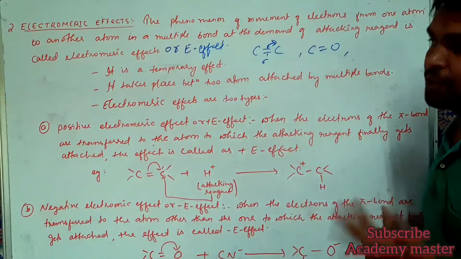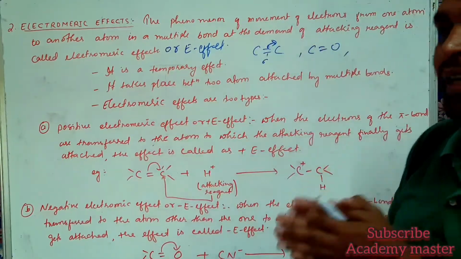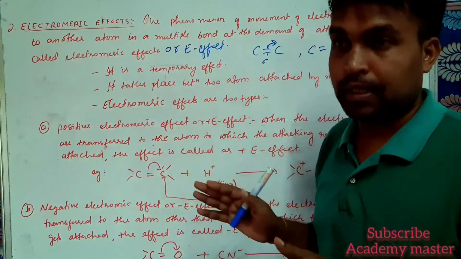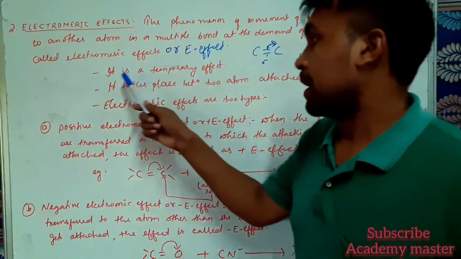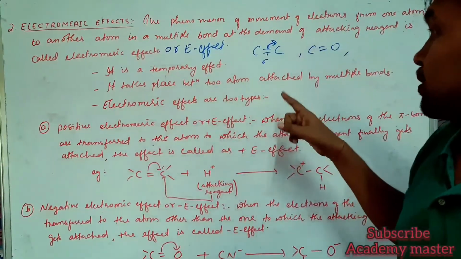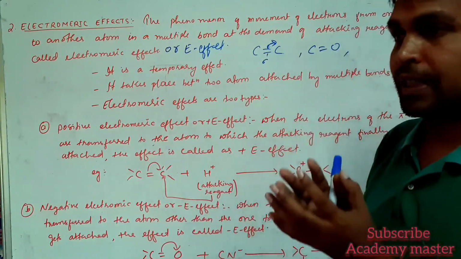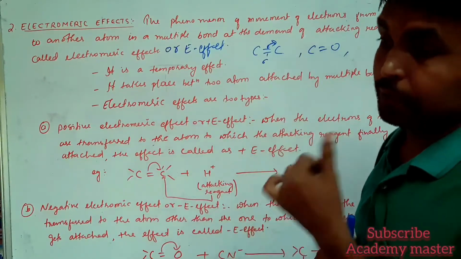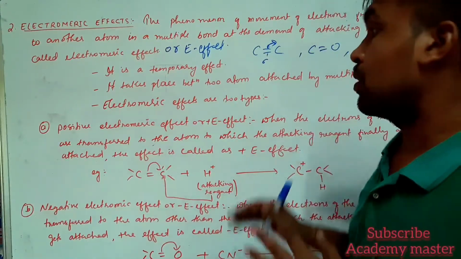Got it? So what are the features of this electromeric effect? It is a temporary effect. That means this effect is not permanent. The inductive effect we saw was a permanent effect, but this one is not. If required, it can come back to the original position also, so it is called a temporary effect. Next, it takes place between the two atoms attached by a multiple bond. Multiple bond means either a triple bond or a double bond; in a single bond it won't work.